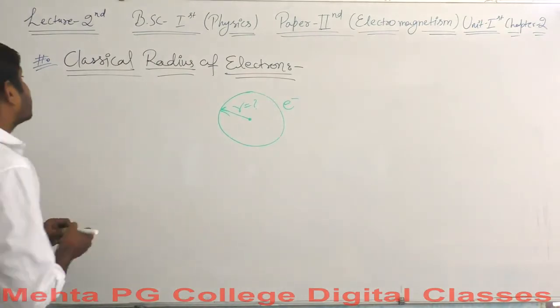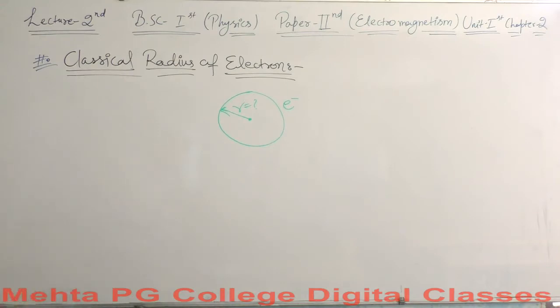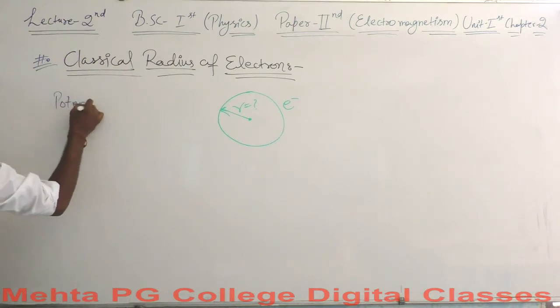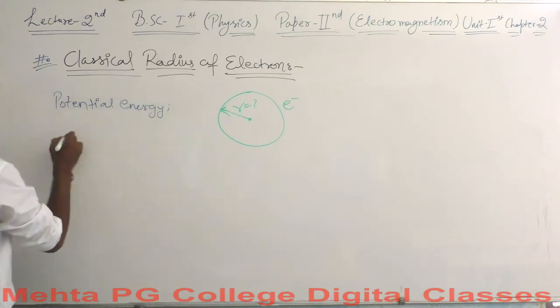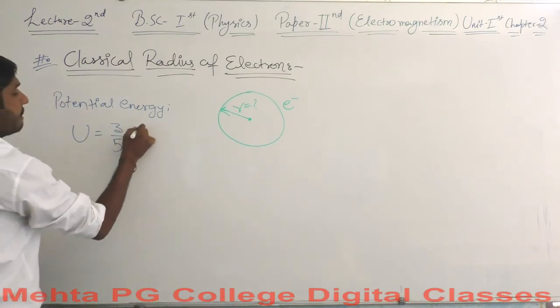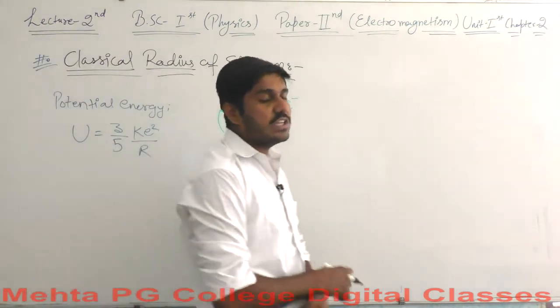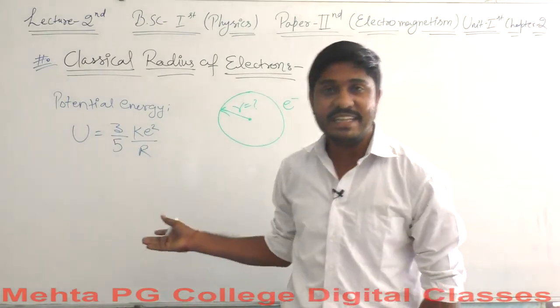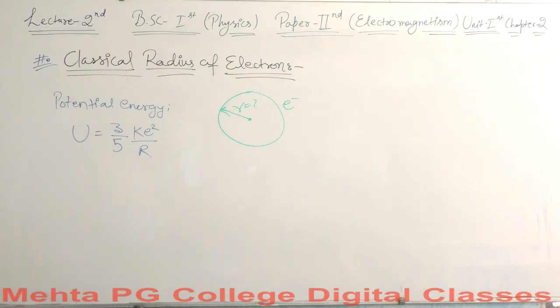Okay. First of all, we will talk about the potential energy, yes, the potential energy associated with the electron. It is represented by U, and this is equal to 3/5 Ke square over R. We have discussed it in the case of the spherical shell, the previous topic, and we will use this result here also. So this is the value here.